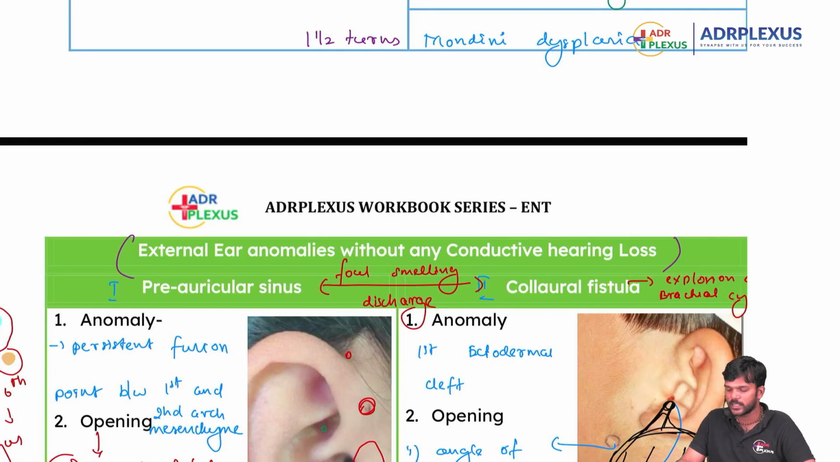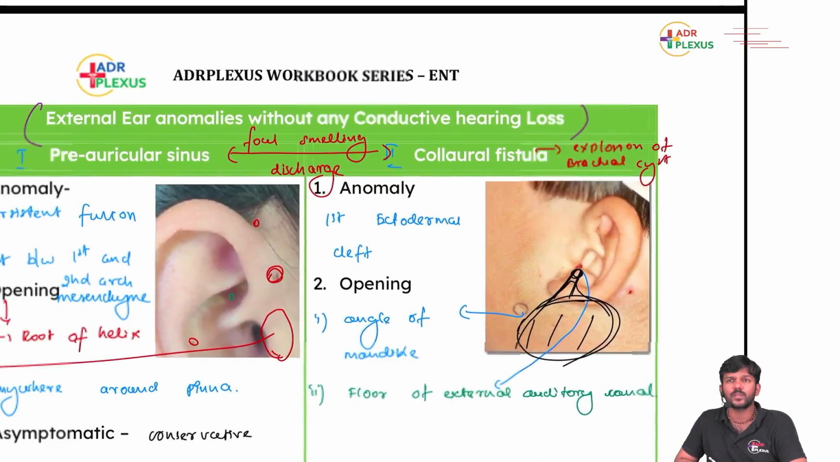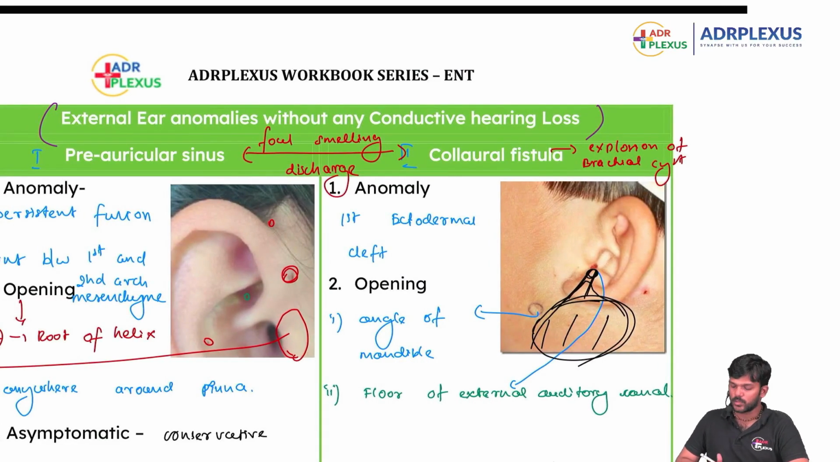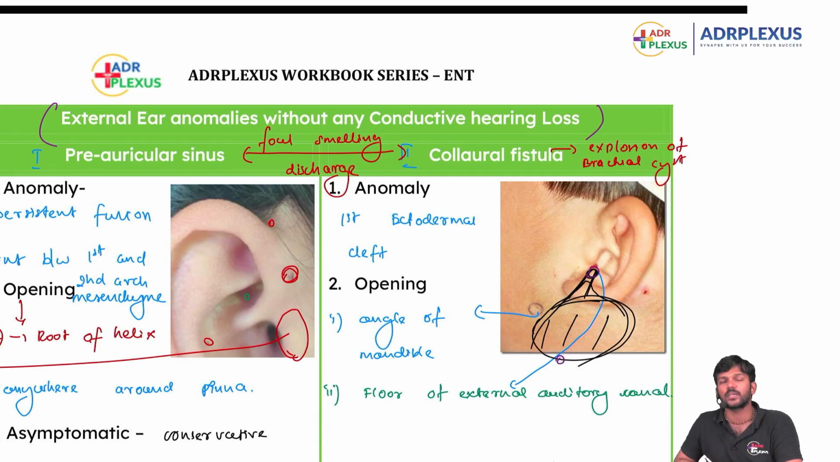Foul smelling discharge as the symptom. Okay, fine. Understood this explosion of the branchial cyst concept? So which was supposed to be a cyst, sometimes it could break down at the other end of the cyst. So two openings will become here one opening, here one opening. It becomes a fistula. It's actually an explosion of the branchial cyst.